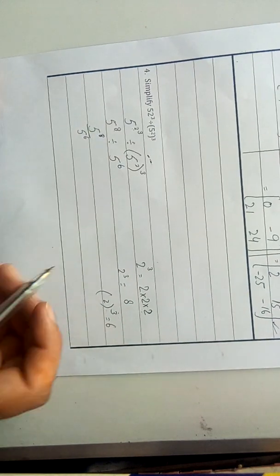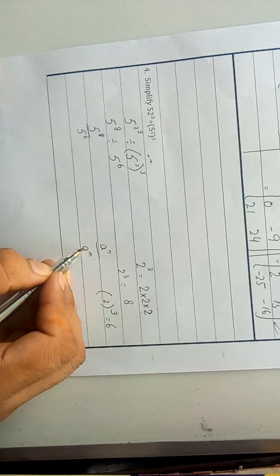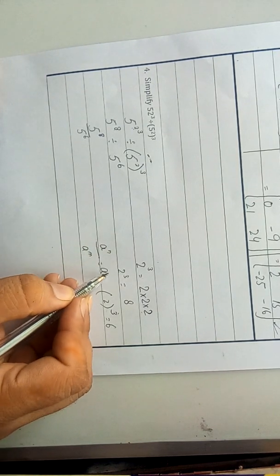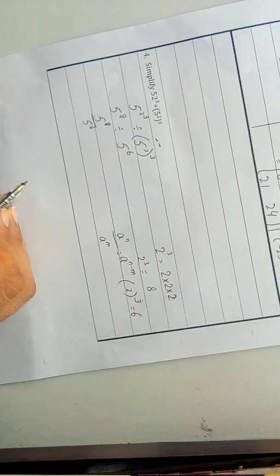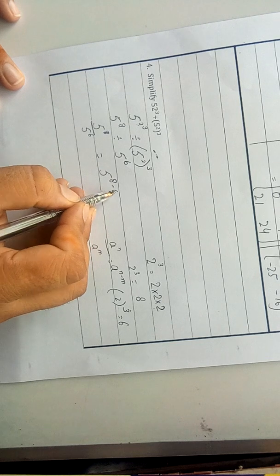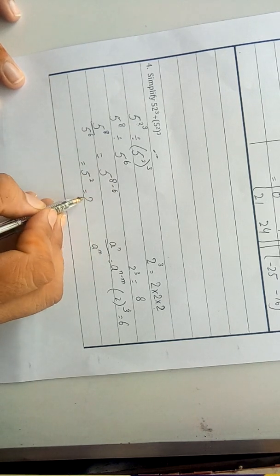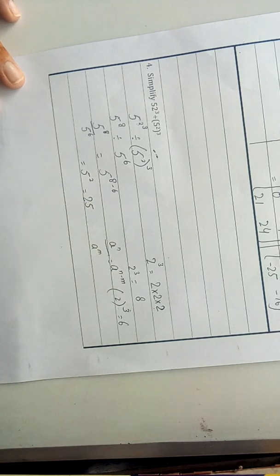Students, according to the law of exponents, a raised to power n over a raised to power m, when the bases are the same, can be written as a raised to power n minus m. So it will be written as 5 raised to power 8 minus 6, which is equal to 5 raised to power 2, and 5 raised to power 2 is equal to 25, which is the required answer.